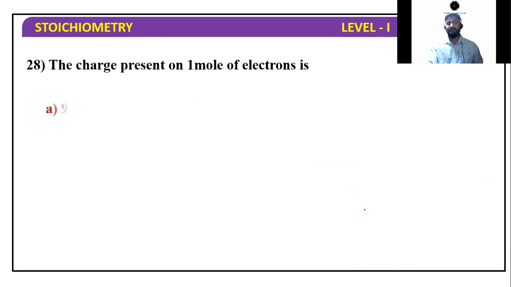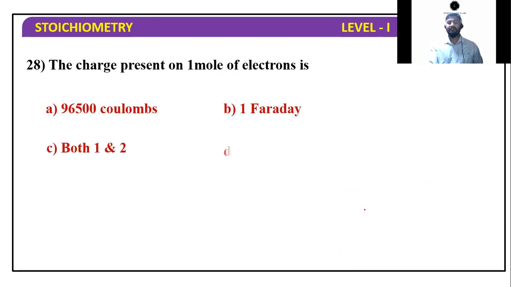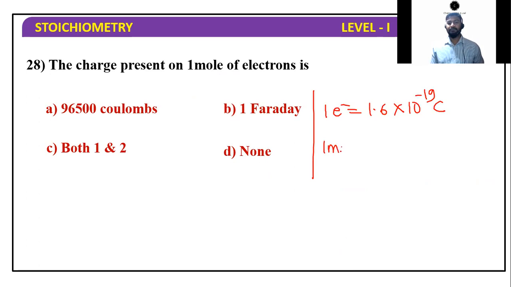Next, what is the charge present on 1 mole of electrons? Let's see. Pause the video and do it. What's the charge of 1 electron? That is 1.6 into 10 to the power minus 19 coulombs. So what do you mean by 1 mole?